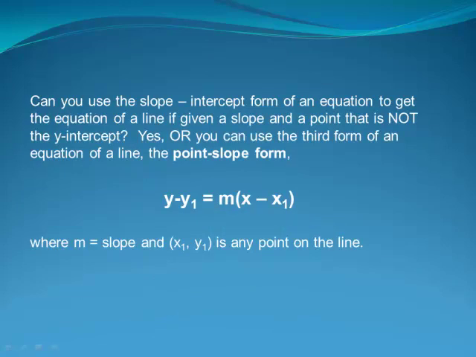Okay, so can you use the slope-intercept form of an equation to get the equation of a line if given a slope and a point that is not the y-intercept? The answer to that is yes, or you can use the third form of an equation of a line called the point-slope form, which given a single point on your line, (x1, y1), and knowing the slope, which is m, y minus y1 is equal to m times the quantity x minus x1. So this is yet another way to get the equation of a straight line, especially if you're given the slope and one point on the line.